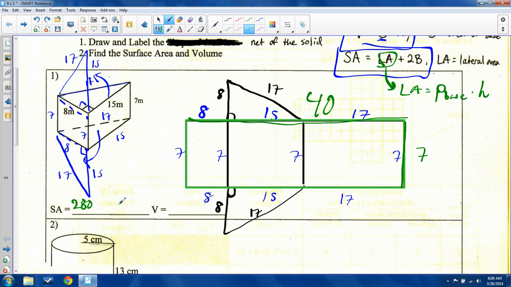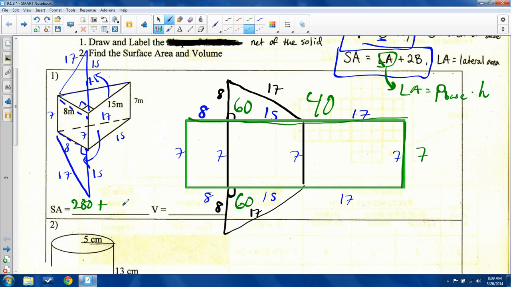We're not done. We still need to find the area of one of our bases. Now the area of a base, it's not just base times height, it's 1/2 base times height, because this is half of a rectangle. So 15 times 8, I don't even know what that is, 15 times 60, is 120. Half of 120 is 60. So the area of one of these is 60, which must mean the area of the other is 60.